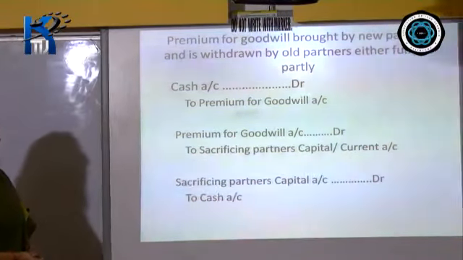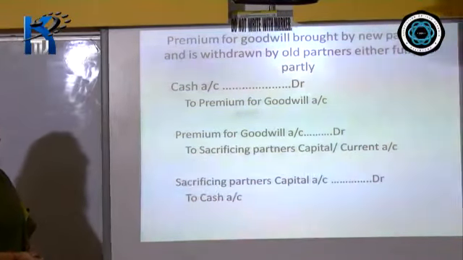And then that premium is distributed amongst the old partners in their sacrificing ratio. So premium for goodwill goes to the sacrificing partners' capital account. This is when he brings in his full amount of goodwill in cash.